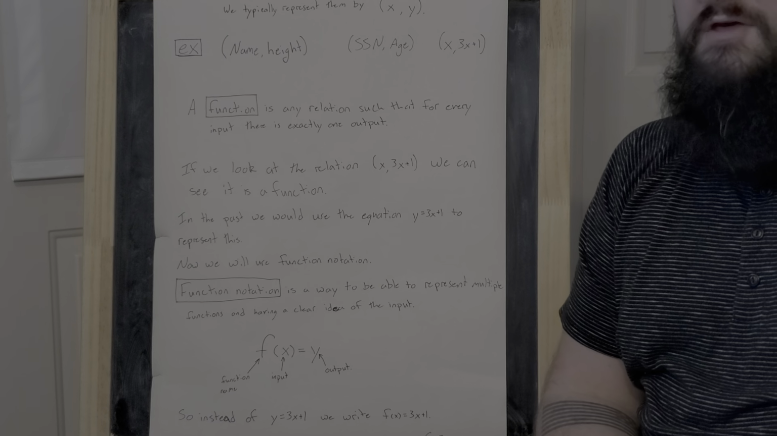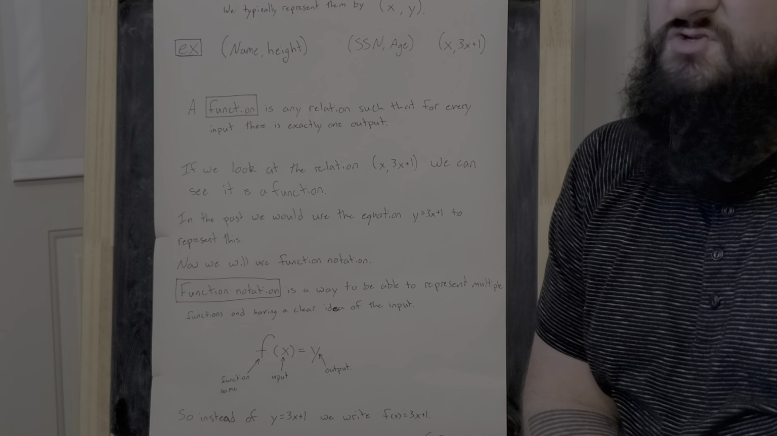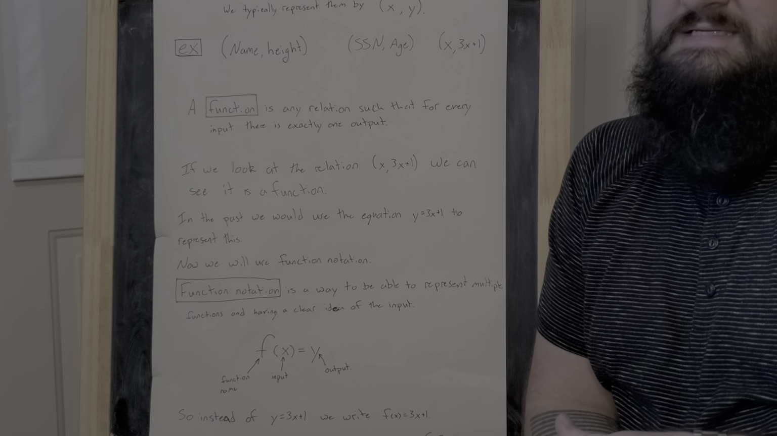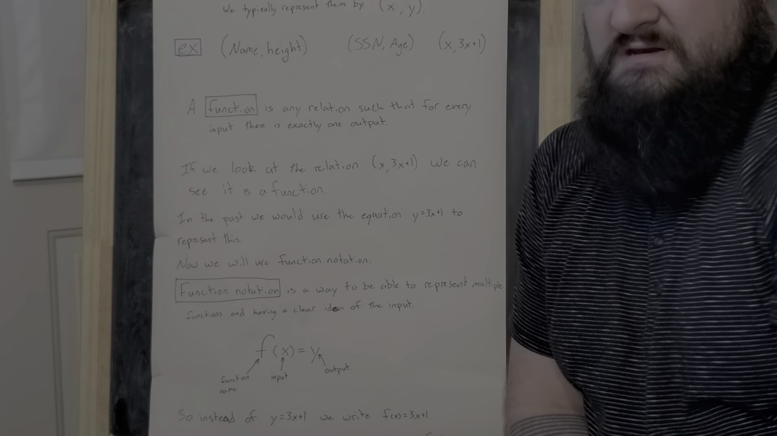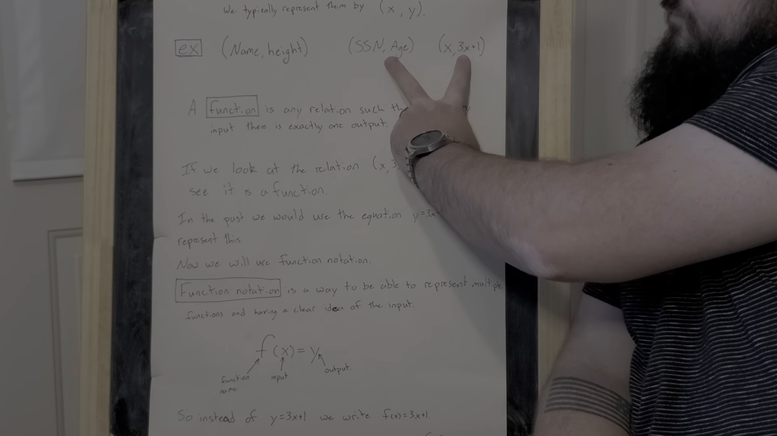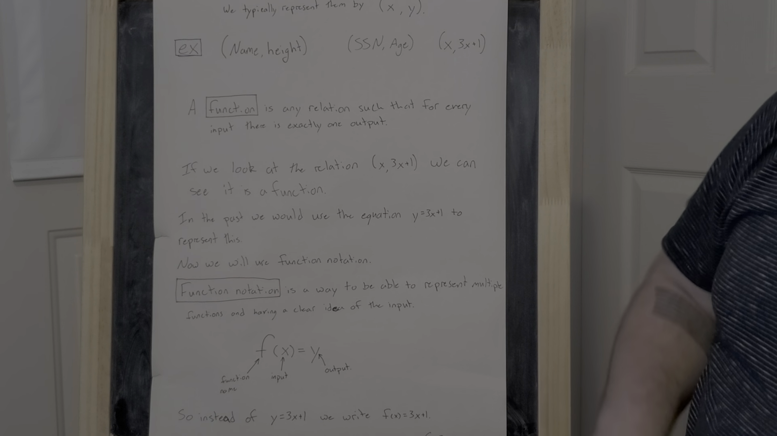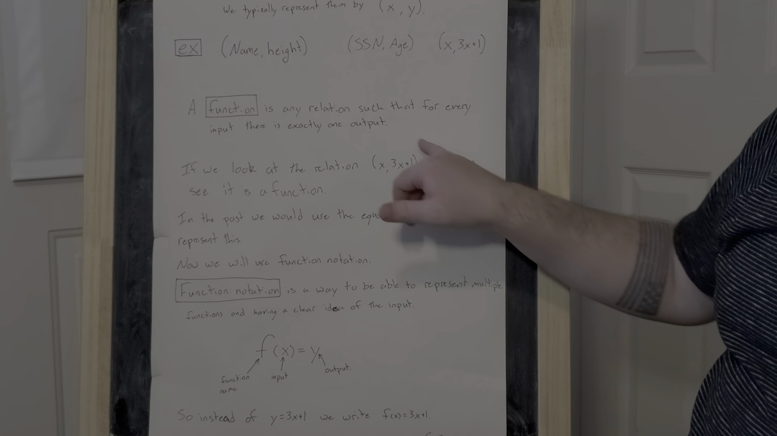If I multiply any number by 3 and I add 1 to it, I'm only going to get one thing back. I can't multiply 2 times 3 plus 1 and get, say, 7, but also negative 13. So these last two are functions. This first one is not. Okay? So as we go through, we're going to focus a little bit more on this relation here.